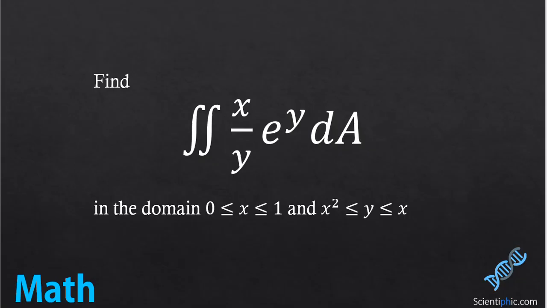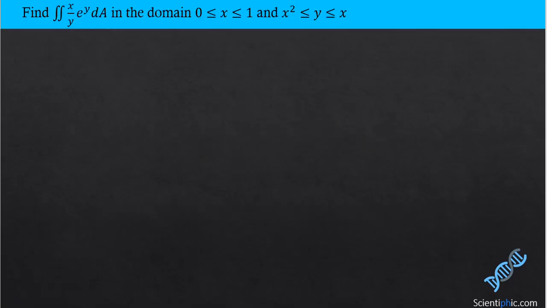Today we want to solve this double integral of x over y e to the power of y dA in the domain of x being between 0 and 1 and y being between x and x squared. So the first step is to draw this domain. I have that x is between 0 and 1 and that y is between x and x squared.